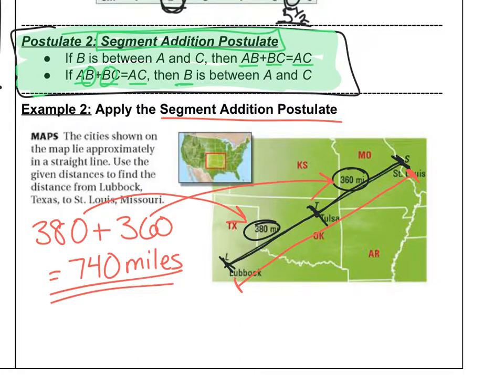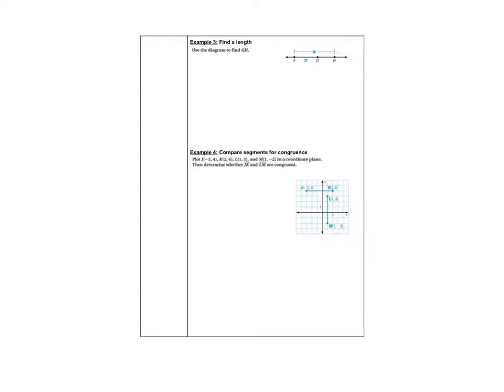I'm a stickler for labels. If there's words in the problem, like we have here, you should have a word in your answer. In this case, it's miles. You could even abbreviate it if you wanted to. So that's the segment addition postulate. All right, go flip over to the back side here.